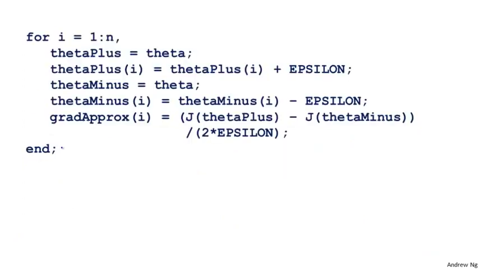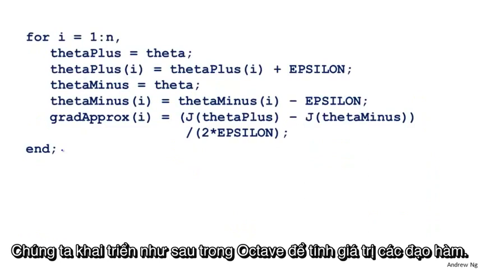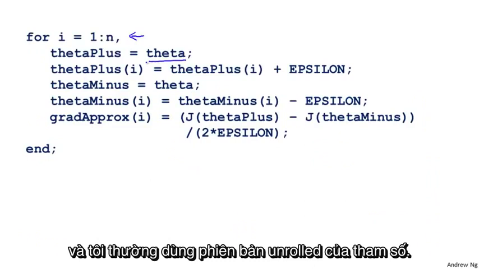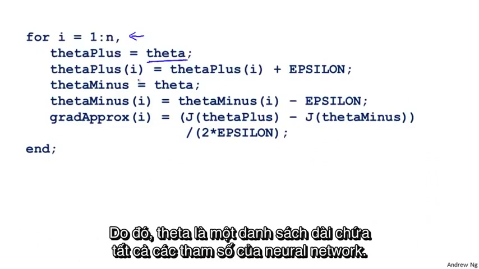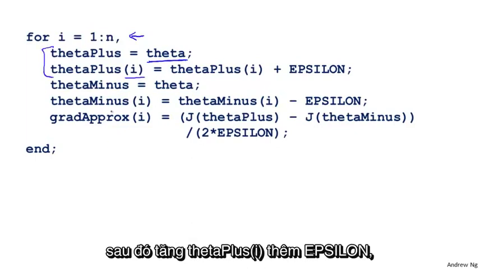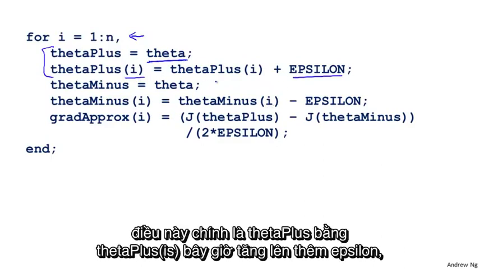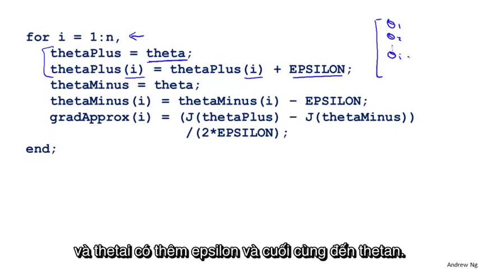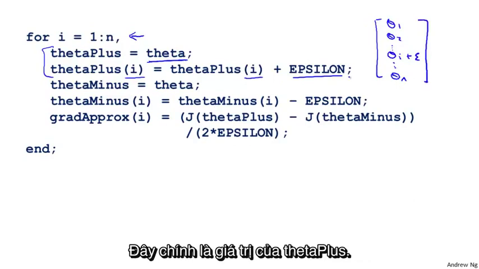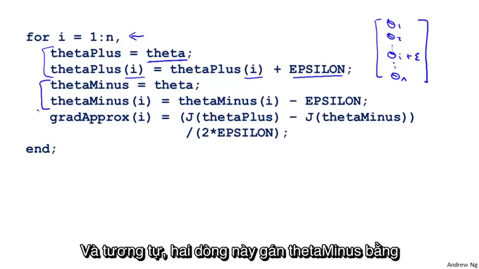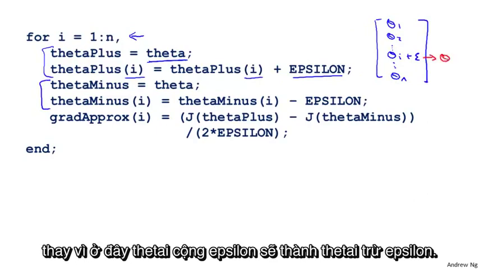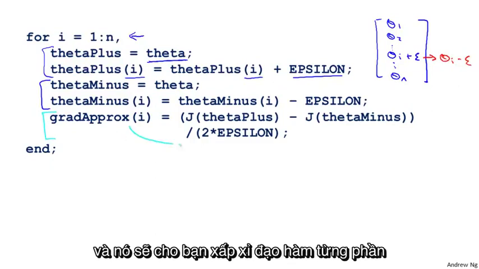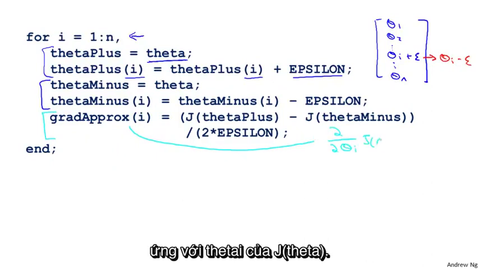Concretely, what you implement is the following. We implement the following in Octave to numerically compute the derivatives. We say for i equals 1 through n, where n is the dimension of our parameter vector theta, and I usually do this with the unrolled version of the parameters. So theta is just a long list of all of my parameters in my neural network, say. I'm going to set theta plus equals theta, then increase the ith element of theta plus by epsilon. So theta plus is basically equal to theta except for theta plus i, which is now incremented by epsilon. So theta plus is equal to theta 1, theta 2, and so on, and then theta i has epsilon added to it, and then I go down to theta n. So this is what theta plus is. And similarly, these two lines set theta minus to something similar, except that instead of theta i plus epsilon, this now becomes theta i minus epsilon. And then finally, you implement this, grad approx i, and this will give you your approximation to the partial derivative with respect to theta i of J of theta.